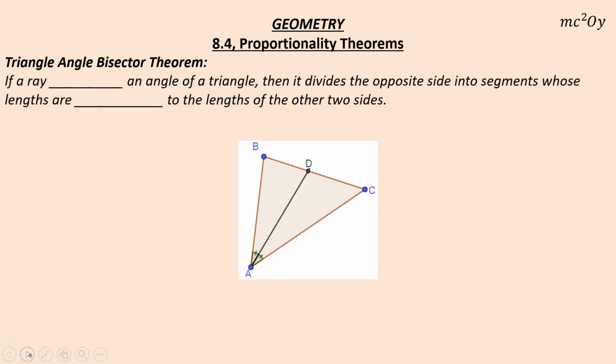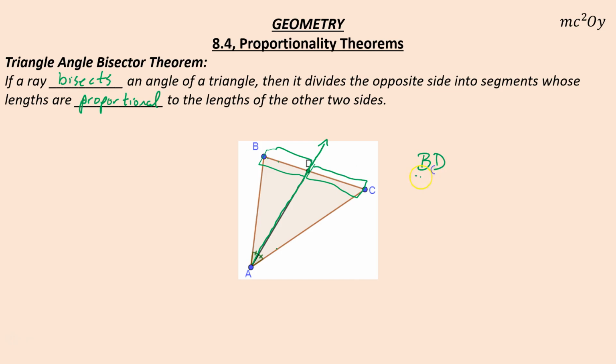All right. Well, one last one. If a ray, so let's say this is my ray here. Realized after I drew this, I kind of cut off the ray. So there's a ray, okay? If a ray bisects, notice it's bisecting this angle, an angle of a triangle, then it divides the opposite side into segments whose lengths are proportional to the lengths of the other two sides. Okay, so really what this is saying is that this ray bisects these angles. So it cuts this side at the end of the ray on the triangle.